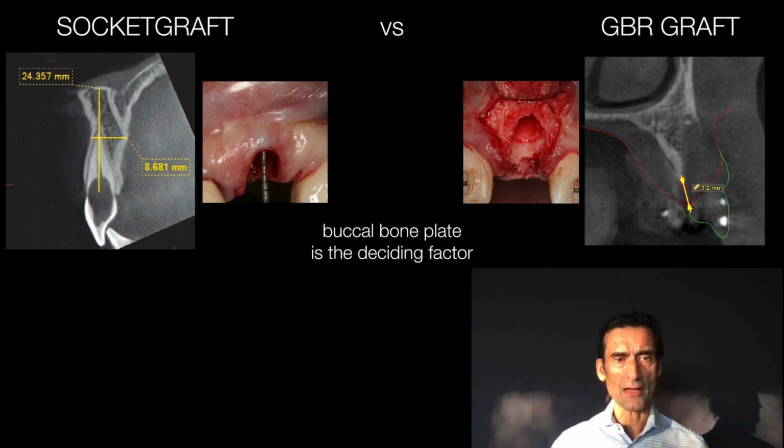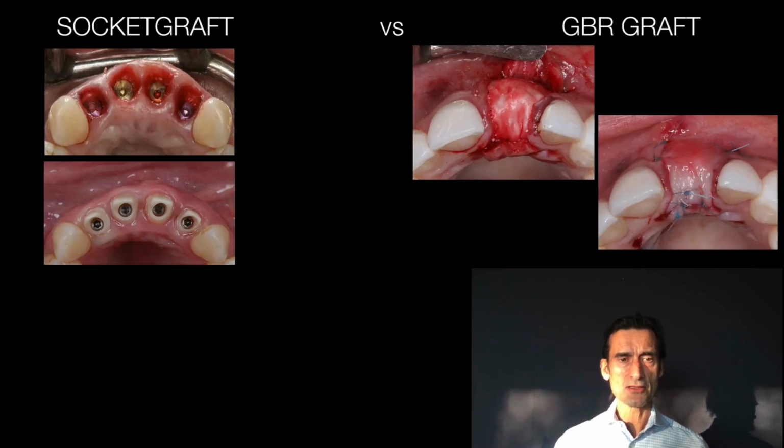Now, the socket grafts, as you can see here, are something that you can do when you have the buccal plate intact, because that functions more or less like a GBR graft. The GBR grafts are usually done when there's no buccal plate. So you can see that in the CT scan. So the buccal bone plate is the deciding factor when you're choosing between a socket graft versus a GBR graft. So that's really important for you to remember. On the socket graft side, left, you don't really need a membrane because you have the buccal bone plate intact.